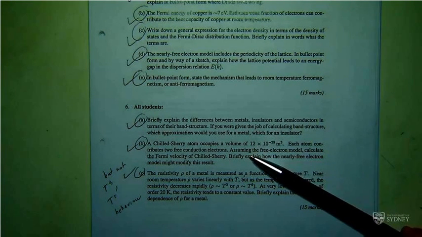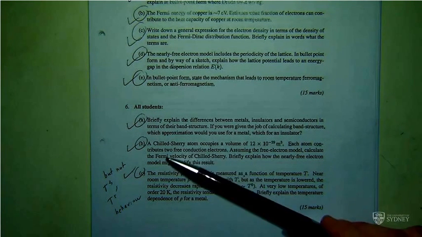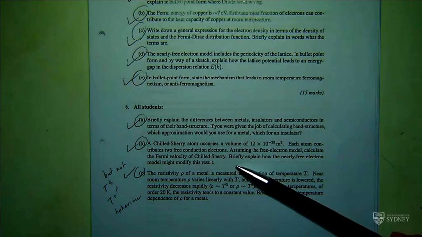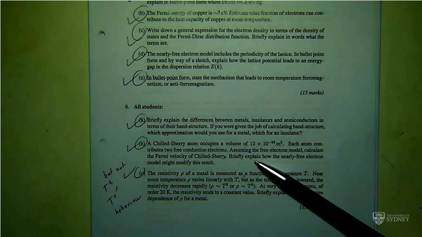Again here, okay, it's called a Chili-Sherry atom. It doesn't matter what it's called. It's still an atom that occupies a volume. And, yeah, you should be able to answer that question without too much trouble.